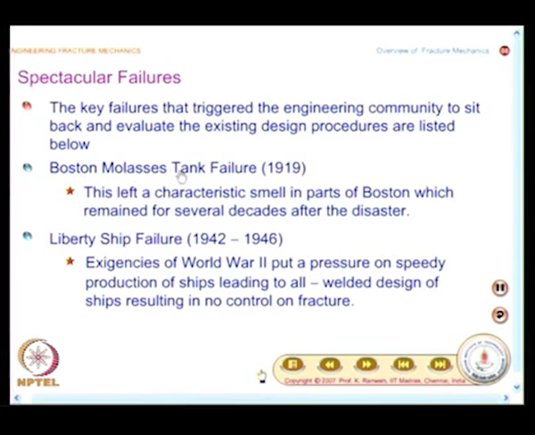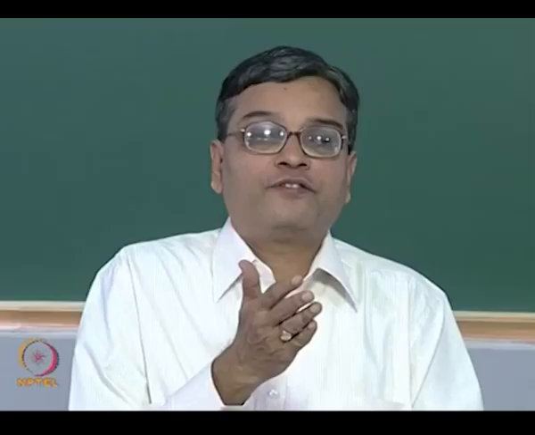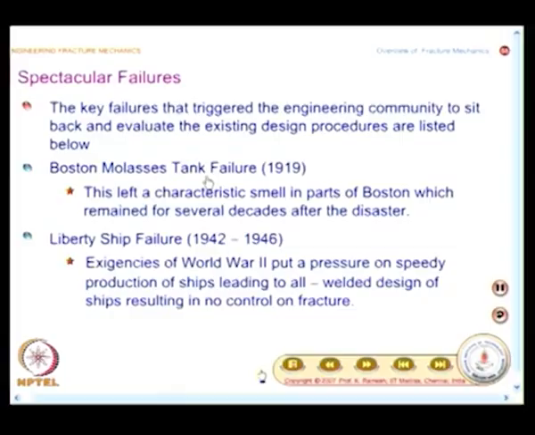And what was important in the Boston molasses tank failure? You all know, when you travel in a train and cross a sugar cane factory, you have the smell of molasses. It is not pleasant to smell. Certain failures are spectacular because people remember them for years because of their notoriety. The molasses tank failure left a characteristic smell in parts of Boston which remained for several decades after the disaster. So, even if people want to forget that such a thing happened, the smell will remind them. So, it becomes very important, and you have to investigate what happened, how and why it happened. This is what made the engineering community think and evolve new design approaches.